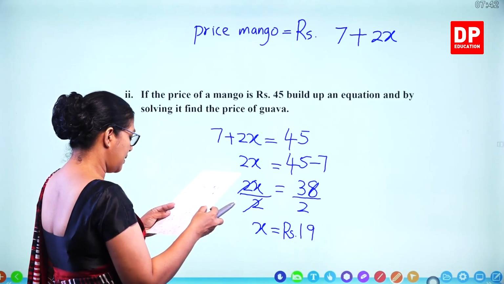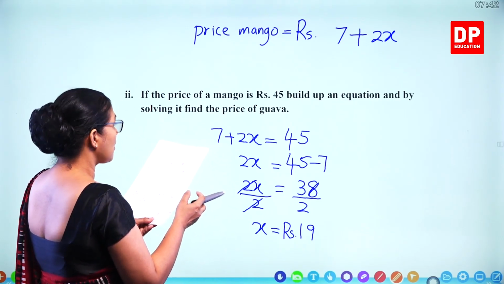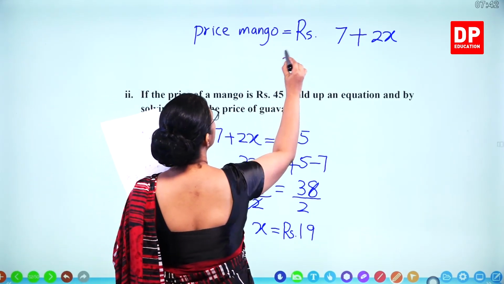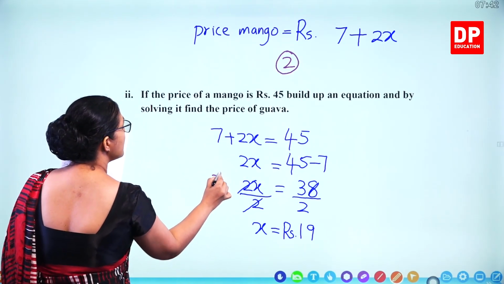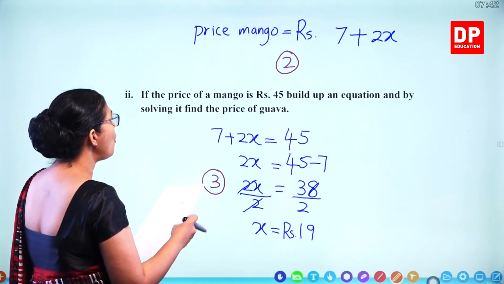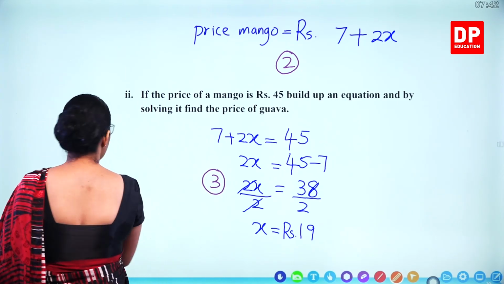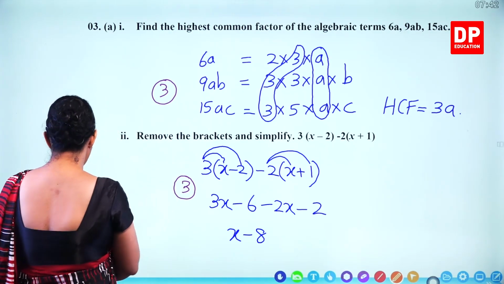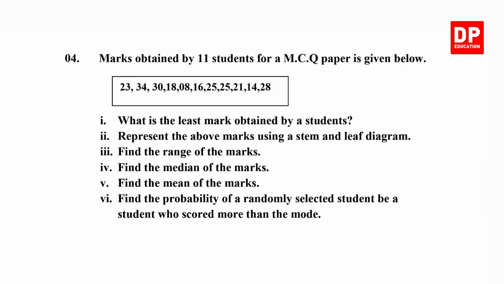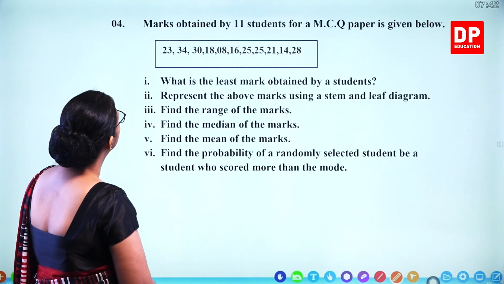So you are getting 2 marks for this one and 3 marks for this part. So 3 plus 2, 5 and 6, 11 marks for that question. Let's take question number 4. That's about statistics question.